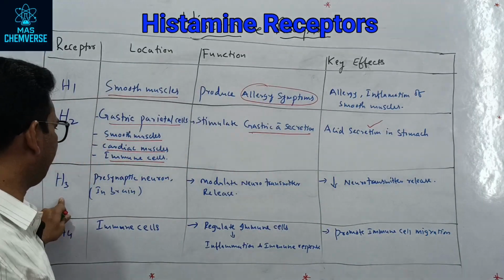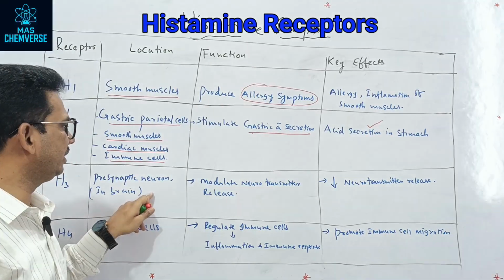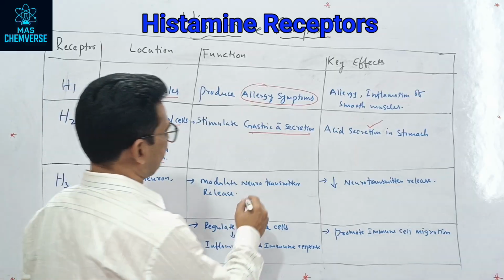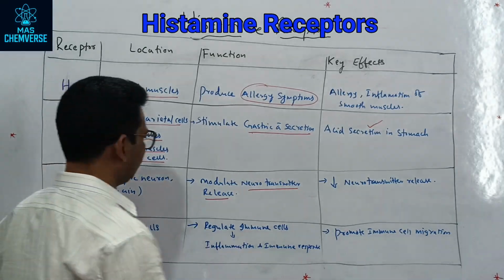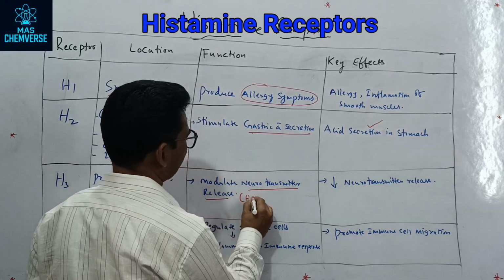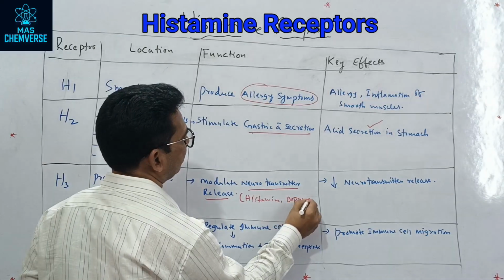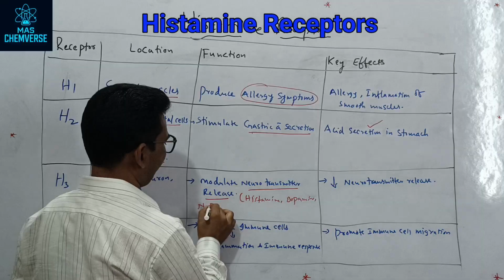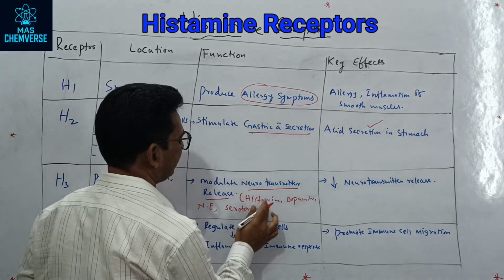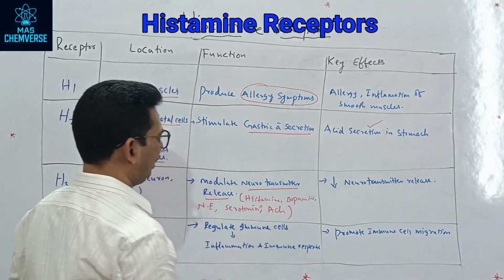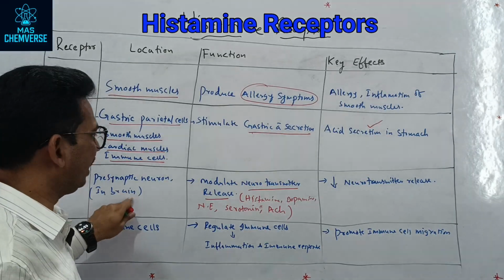The next one is the H3 receptors. They are present in the central nervous system, especially in the presynaptic neuron, that is, in the brain. They control neurotransmitter release. Neurotransmitters include histamine, dopamine, norepinephrine, serotonin, and acetylcholine. All of these are controlled by the H3 receptors, especially in the brain.